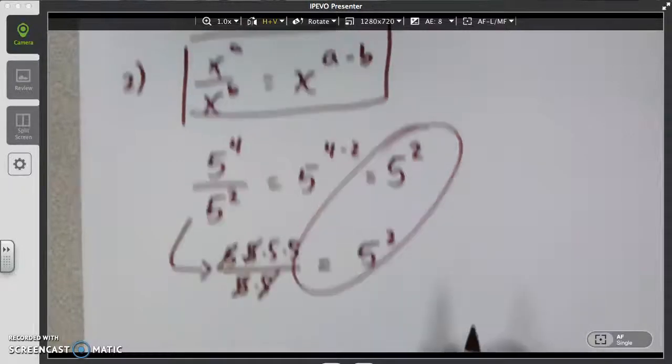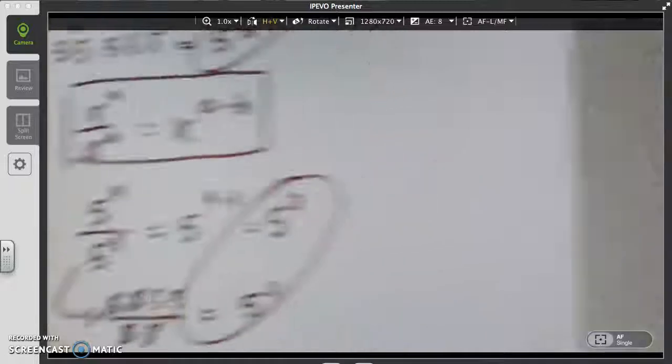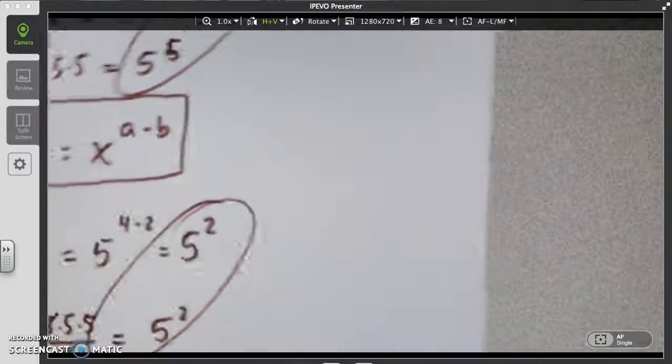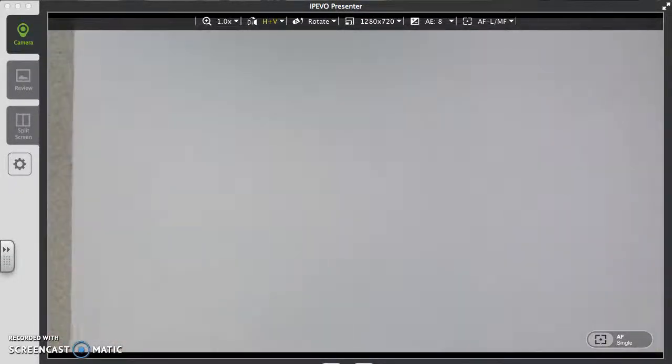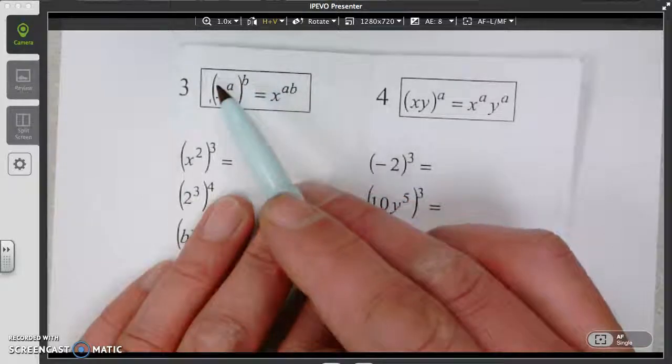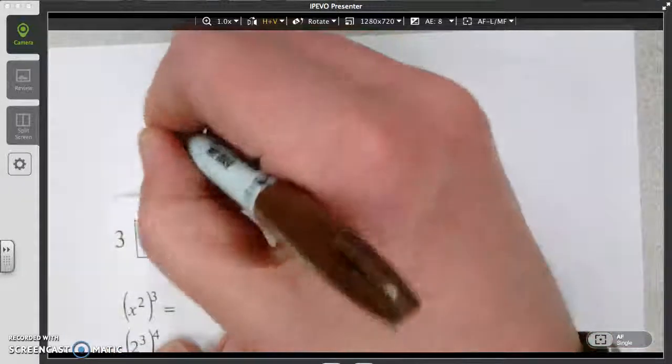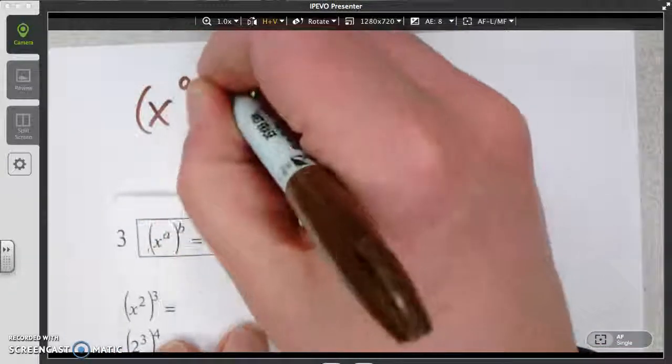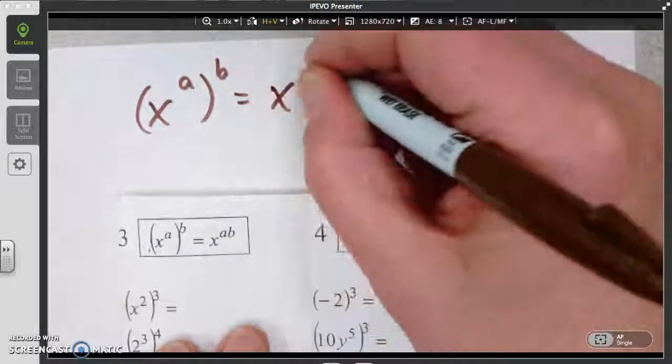Okay. Page 3. Let's move this over here. In fact, let's get some new paper. Okay. Page 3 in our exponents book is the rule of a power of a power. You have x to the a raised to the b. That's x to the ab.